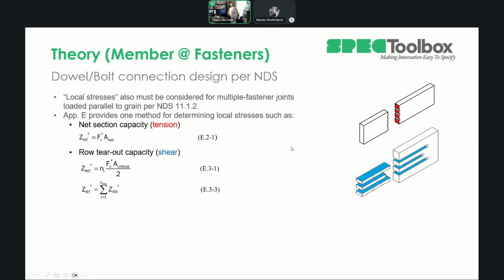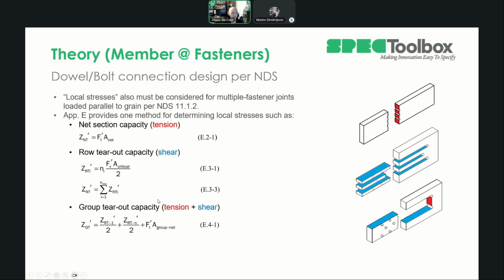Then row tear out capacity. So we've gone from tension to a shear only limit here. Basically you're developing that shear plane on each side of the row of fasteners. So you get a shear capacity on each row, and then you sum the rows to get a total. And then group tear out capacity is a combination of tension and shear.